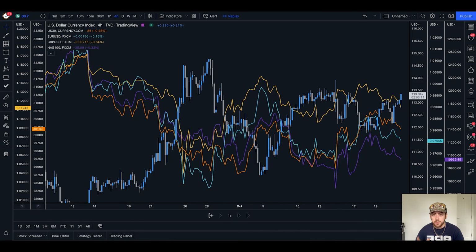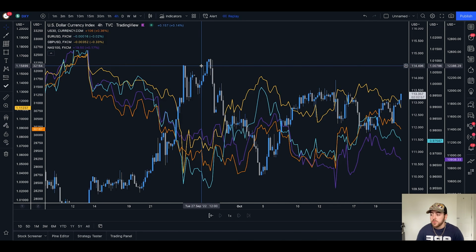Here's a look at the correlations that the dollar index has. At first glance, this might look quite confusing, but it's actually not. What this shows is the dollar index correlations to other pairs. So the candlestick chart you can see is the dollar index, and these other ones are Euro USD, GBP USD, NAS 100, and US 30.